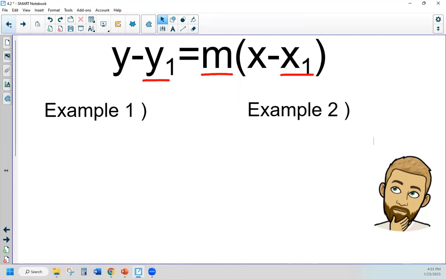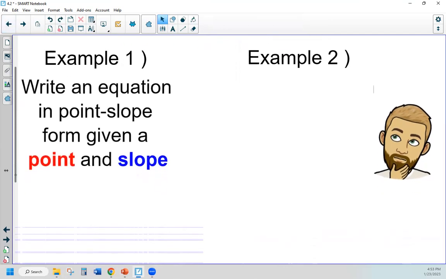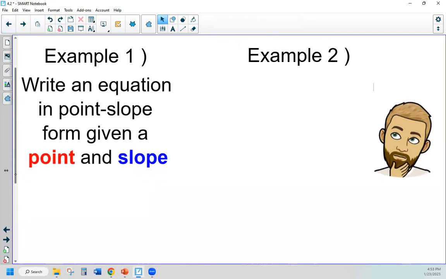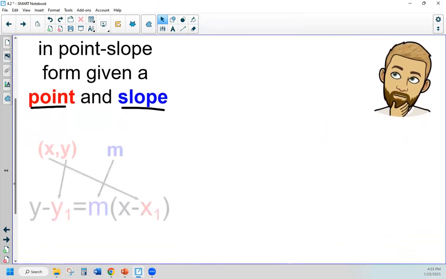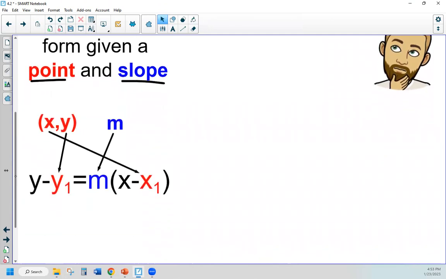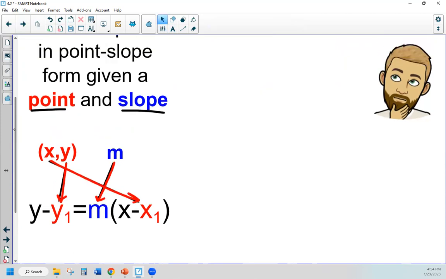So in example number 1, they said, hey, can you write the equation in point slope form if we give you a point and the slope? And it's kind of like, yeah, well, obvious, duh. Yes, we can, because if you give us the point, we'll go ahead and plug in the points, the x and the y, where they go. And if you give us slope, we'll go ahead and plug that in as well. That's pretty much it. Okay, cool.